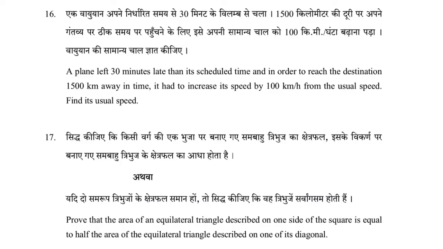16th question, it says a plane left 30 minutes later than its scheduled time, and in order to reach the destination, which is 1500 km away, in time, it had to increase its speed by 100 km per hour from the usual speed, and we need to find out the usual speed. Here we have a difference in time. First time was greater than the second time by half an hour.